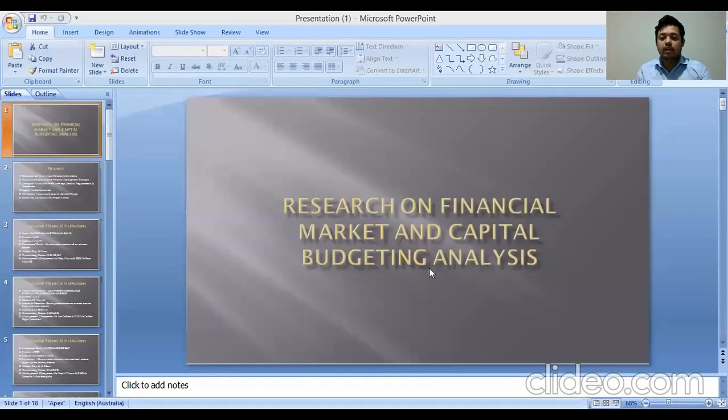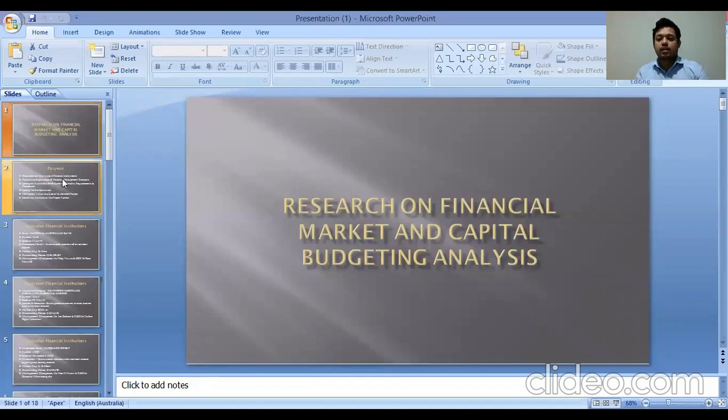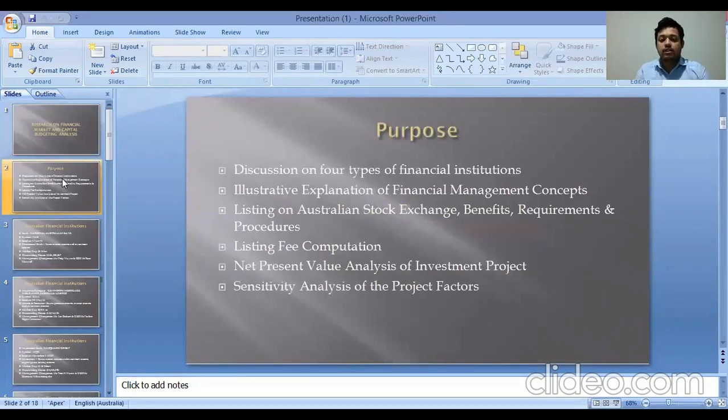Today we are here to present our group assignment and a group presentation of our subject finance. The topic of our presentation is research on financial market and capital budgeting analysis. The purpose of our presentation will be to discuss four different types of financial institutions that work in the Australian financial market, by giving illustrative explanation of financial management concepts.